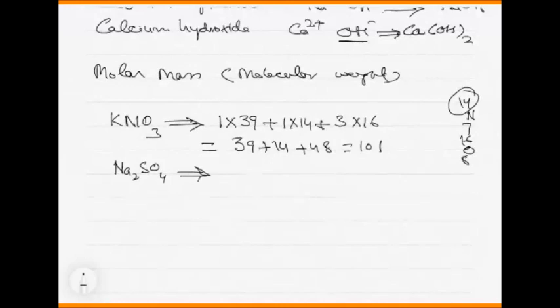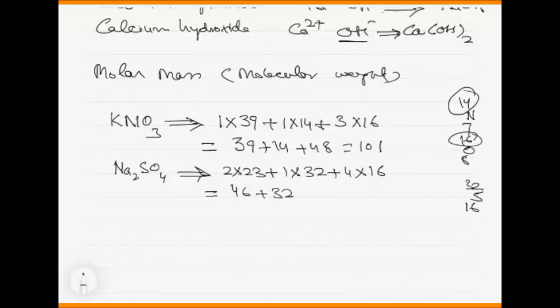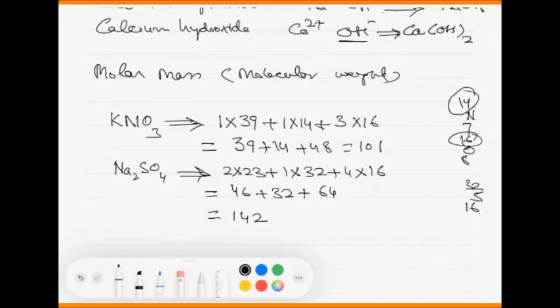Sodium is 2, so 2 into 23. Sulfur is 1, so 1 into 32, because if you see sulfur in the table, it is 32. So we'll use 32 plus 4 into 16, as oxygen is 16 here. So this becomes 46 plus 32 plus 64. If you add all three, 64 plus 46 plus 32 comes out to be 142 grams.